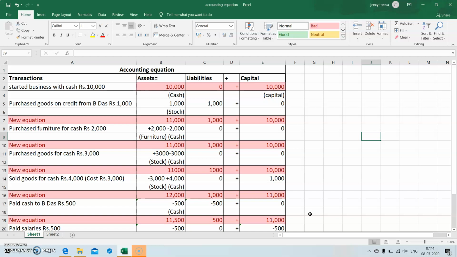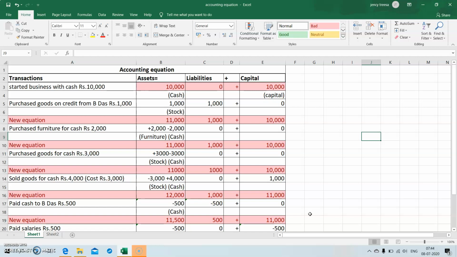So let us see how the new equation will become. Previously it was 11,000. Because of this change of 1,000, it became 12,000. Liabilities are the same. Capital was 10,000, plus 1,000 now, so 11,000. So when you add up, it's the same. Both sides are 12,000 now.